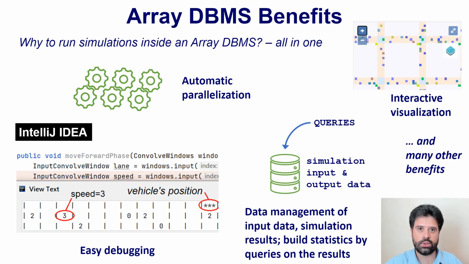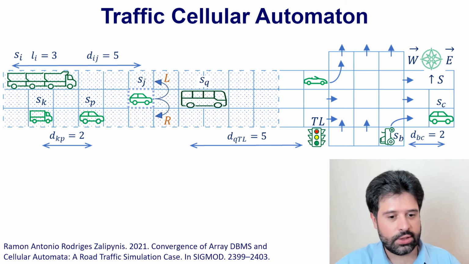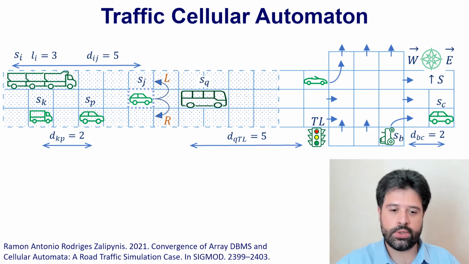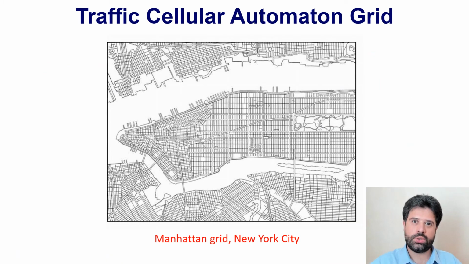without data migration. As an example, we constructed a complex road traffic cellular automaton based on the literature with multiple lanes, road intersections, traffic lights, different vehicles' speed, different vehicles' lengths, varying and complex vehicle behavior. We took a traditional cellular automaton grid that is used in state-of-the-art research, an artificial road map resembling the Manhattan Grid, New York City.